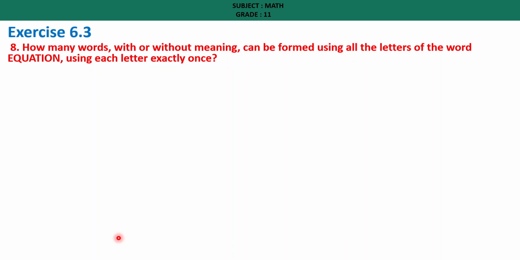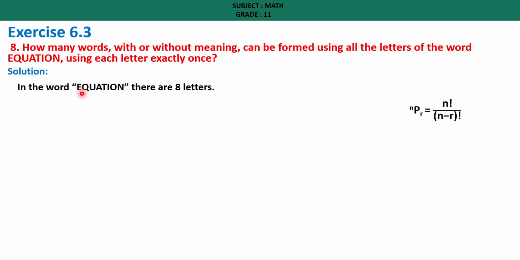Let us solve question number 8. How many words, with or without meaning, can be formed using all the letters of the word EQUATION, using each letter exactly once? Solution. In the word EQUATION there are 8 letters. So we know that nPr is equal to n factorial divided by (n minus r) factorial. Here n is 8 and r is also 8.